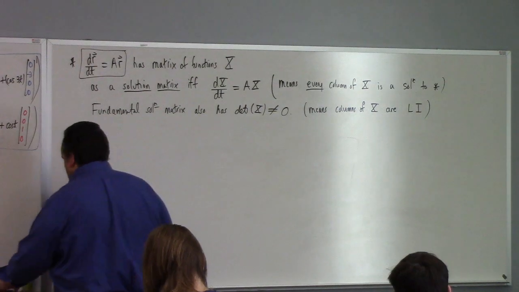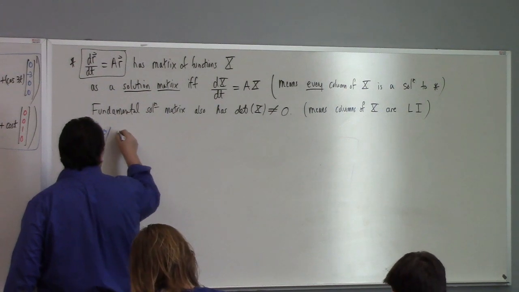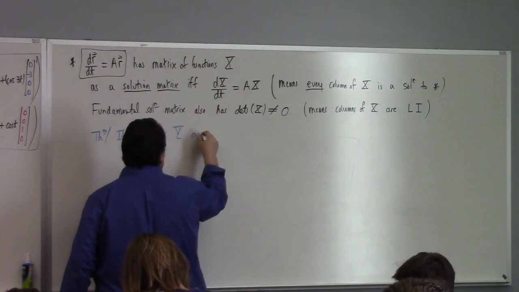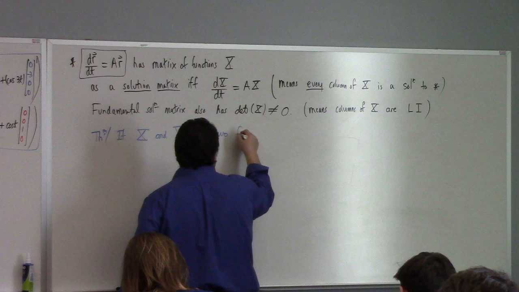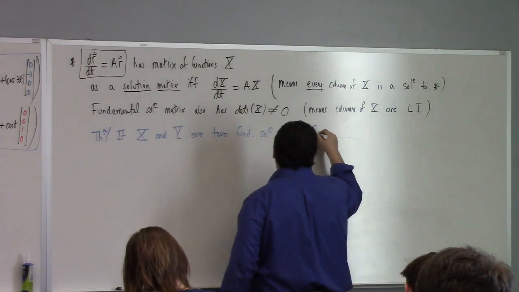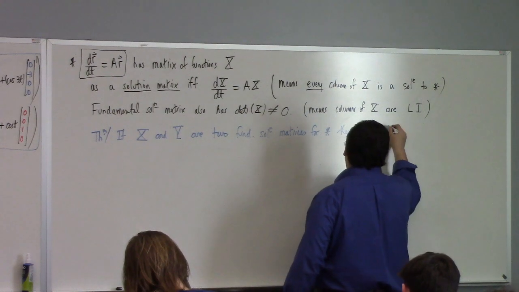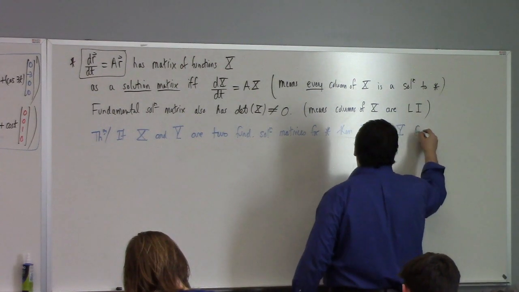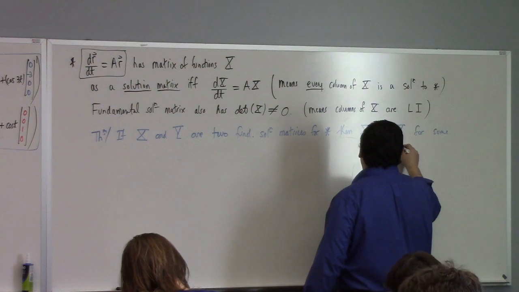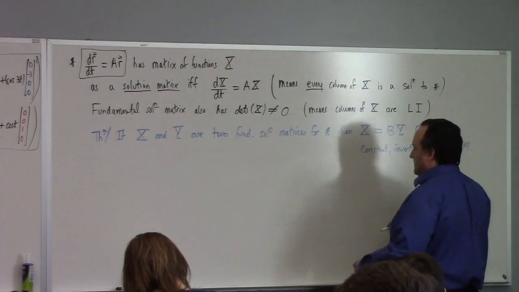So something I almost assigned to you guys as homework, but I decided against it, was the following theorem. So here's a theorem. If X and big Y are two fundamental solution matrices for star, then X is equal to B times Y for some constant invertible matrix B.